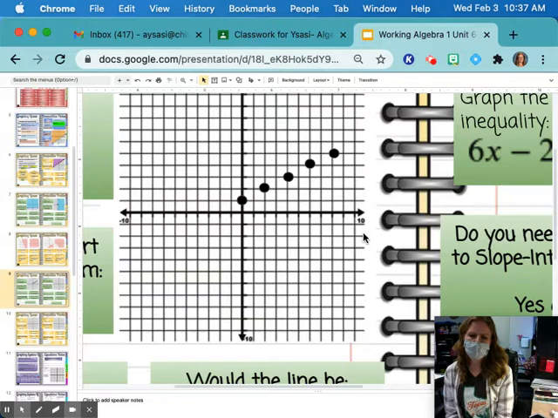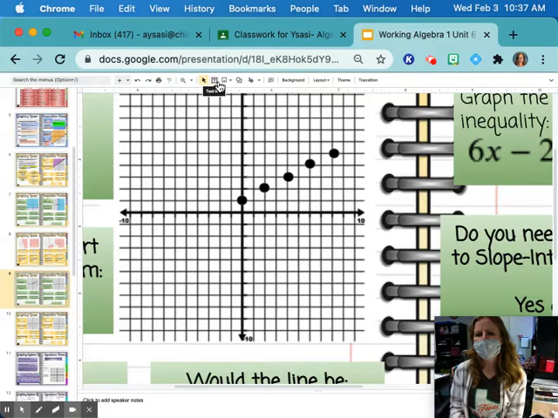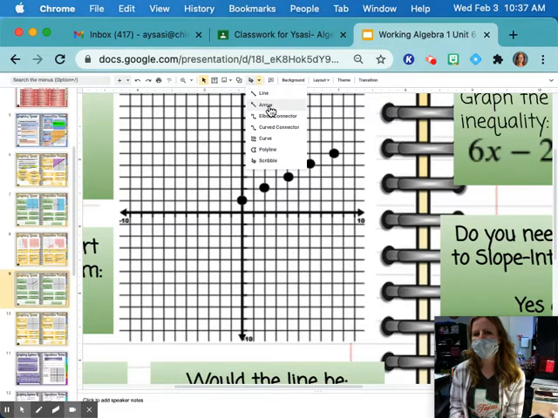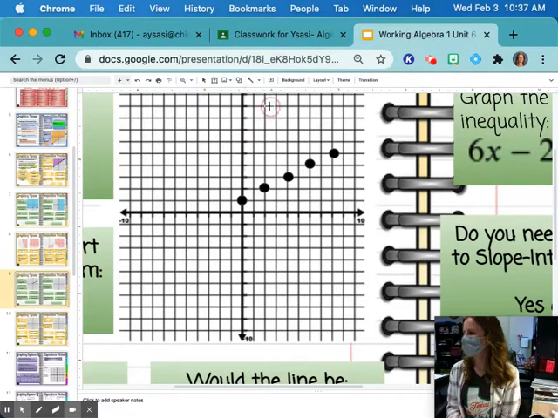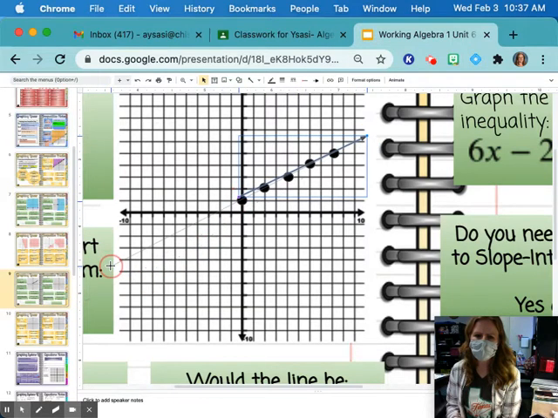So we have a couple of points, and the next step is to do the dashed line. I'm going to click on the line tool with the arrow. I'm going to draw a line from one point to the next, and then I can adjust it. So you make sure it goes through all the points.